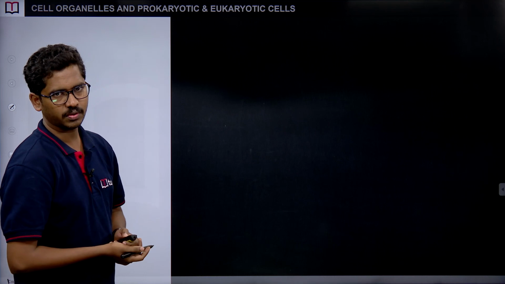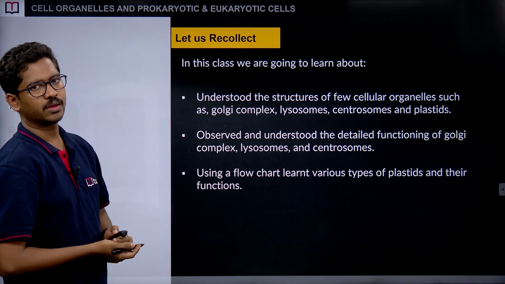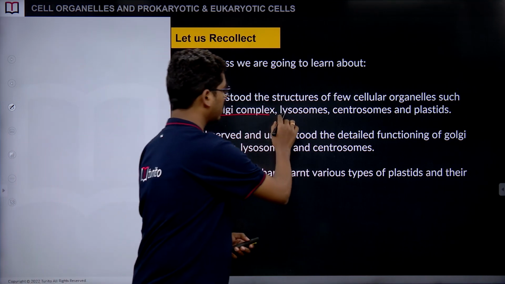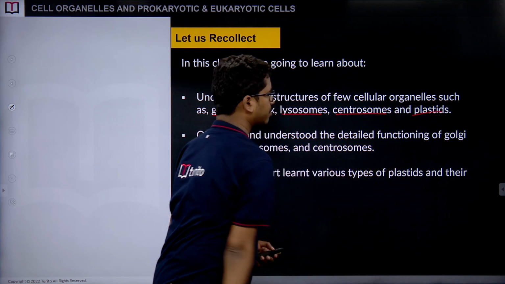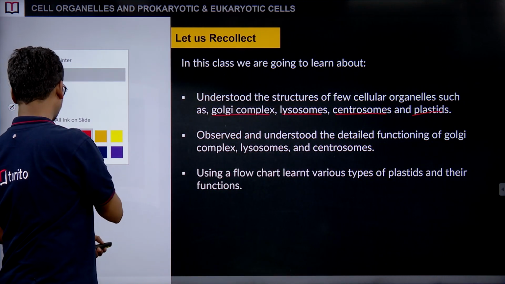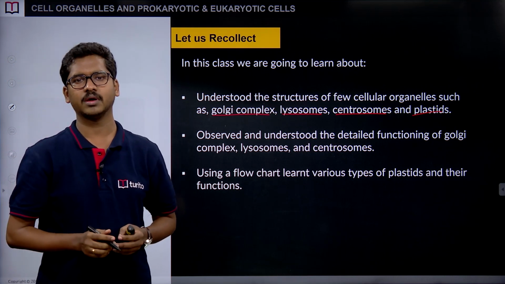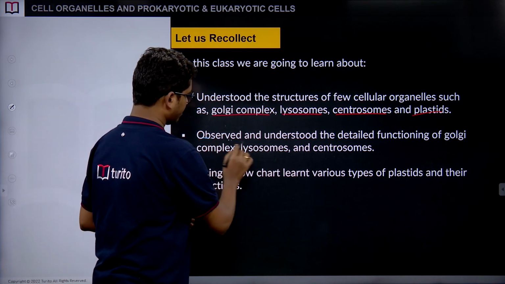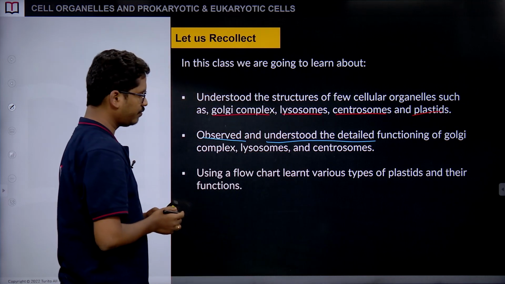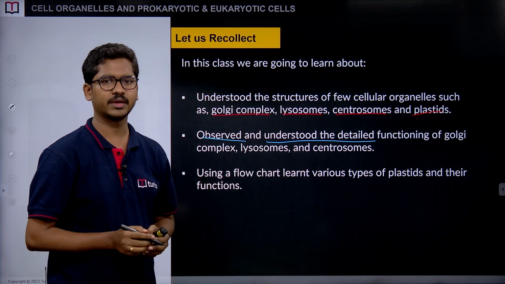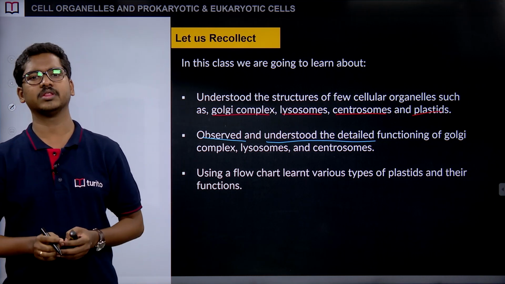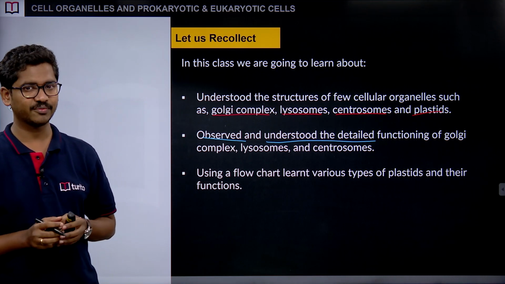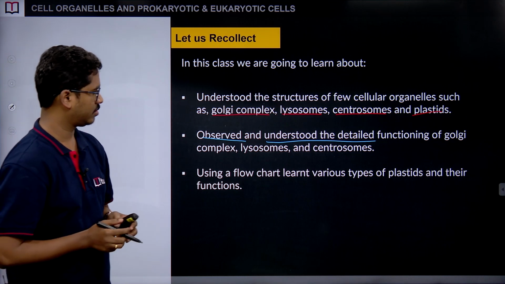Before going to that, we will recollect what we have already learnt. In the previous session, we were having a detailed understanding of Golgi complex, the structures, lysosomes, centrosomes and plastids. We learned these things using the images we have, and after that we tried to understand their structure and observe their functioning, what they do inside the cell. And then we used a flow chart where we tried to look at different types of plastids present in the plant cell and their respective functions, thereby understanding their significance within the plant cells. So, that is what we understood.